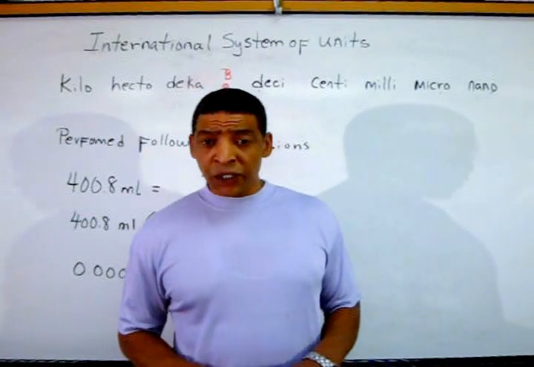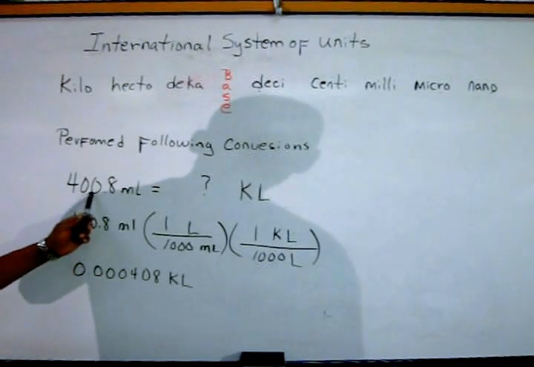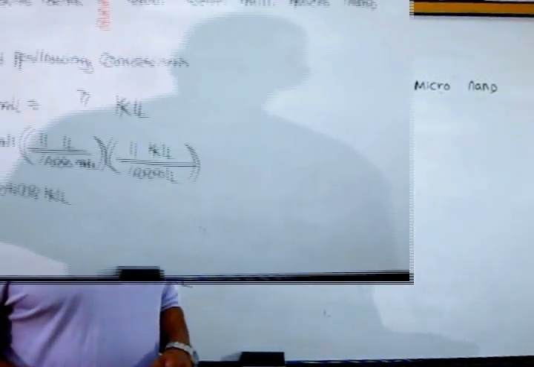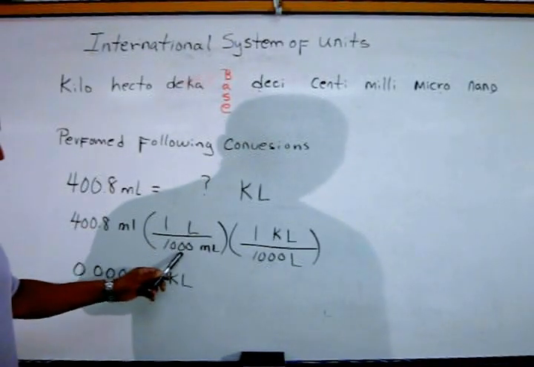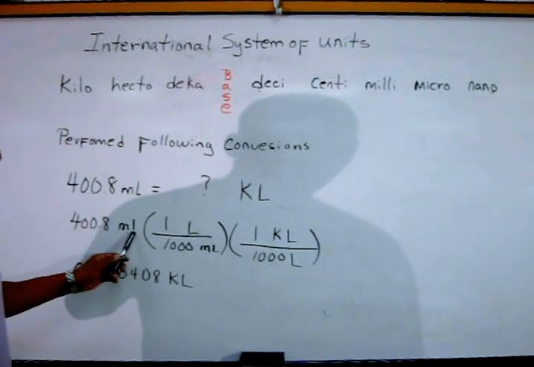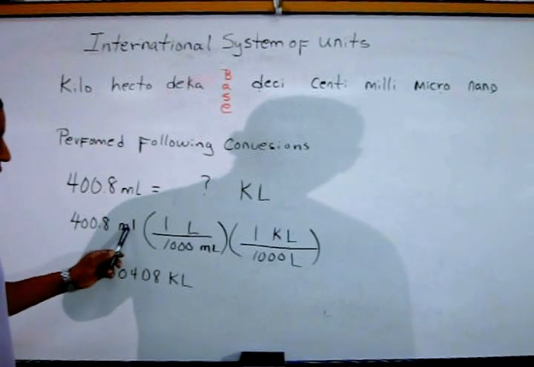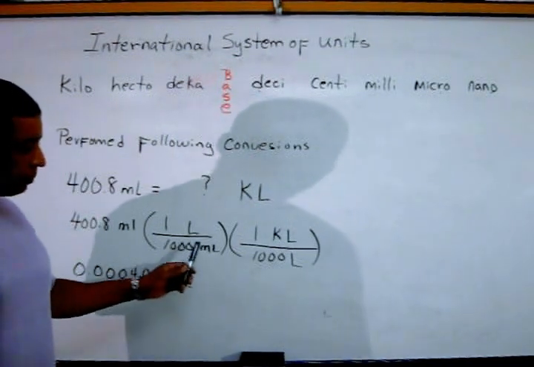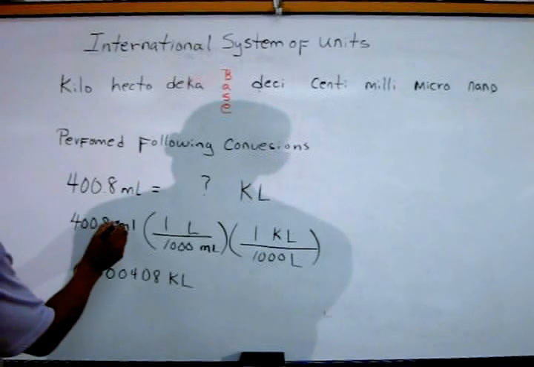Now let's perform a conversion using a different base unit. This time we're asked to convert 400.8 milliliters to kiloliters. From the scale, we know that 1 liter contains 1,000 milliliters. Since the information is given in milliliters, the first step is to cancel this unit. To cancel this unit, set up a relationship where in the conversion factor, milliliters are in the denominator. This will allow milliliters to be canceled.